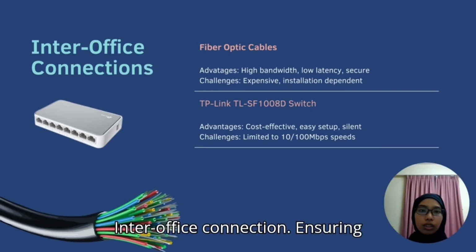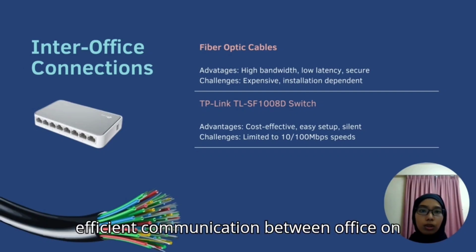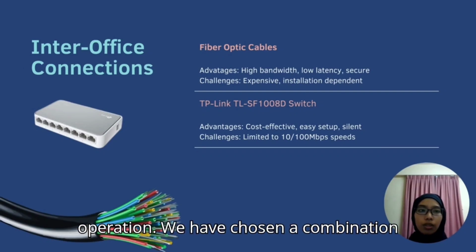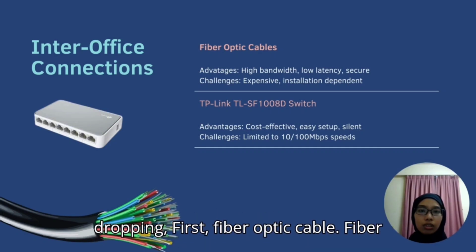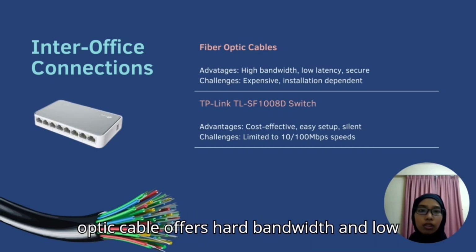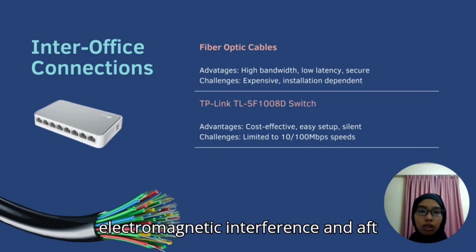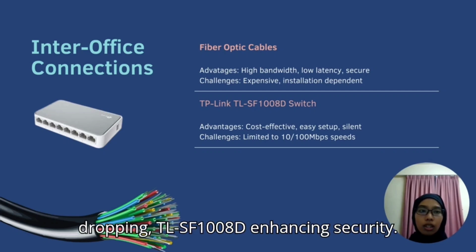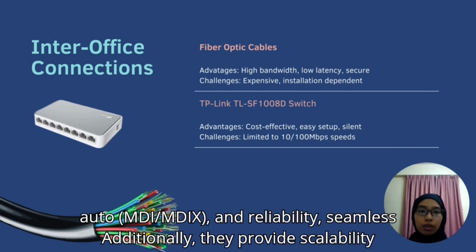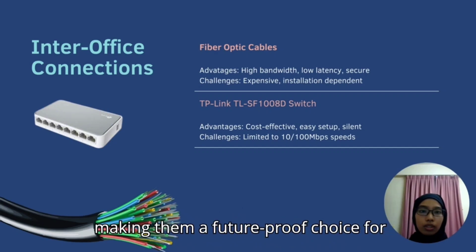Inter-office connection. Ensuring reliable, secure, and efficient communication within offices on different floors is essential for seamless operation. We have chosen a combination of technologies to achieve this. First, fiber optic cable. Fiber optic cable offers high bandwidth and low latency, which are essential for reliable data transmission. They are immune to electromagnetic interference and eavesdropping, enhancing security. Additionally, they provide scalability and reliability, making them a future-proof choice for the network.